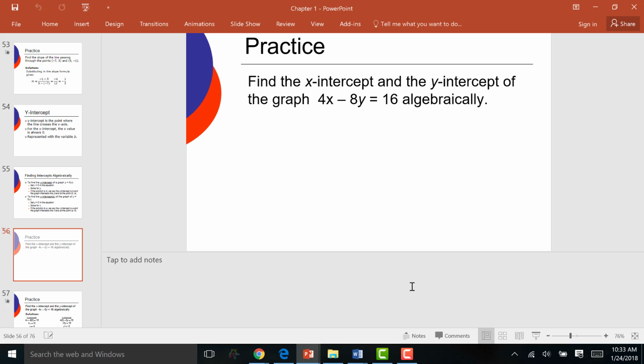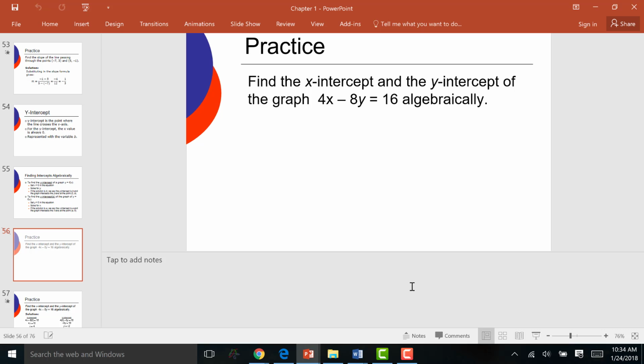Find the x and y intercepts for the equation 4x minus 8y equals 16. Find the x and y intercepts of the graph 4x minus 8y equals 16 algebraically. When it says algebraically, they want you to work it out by hand.